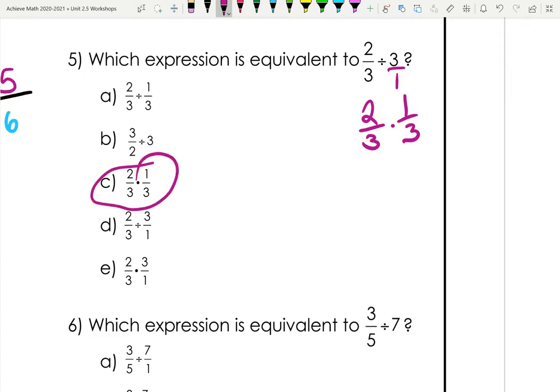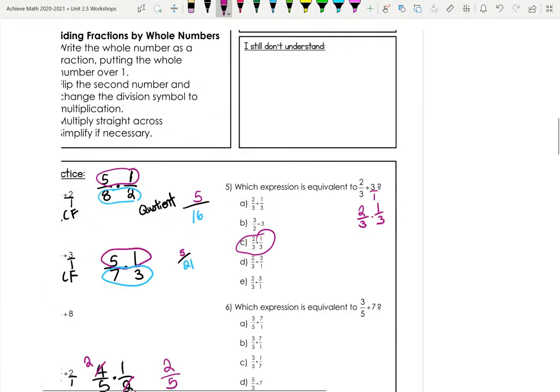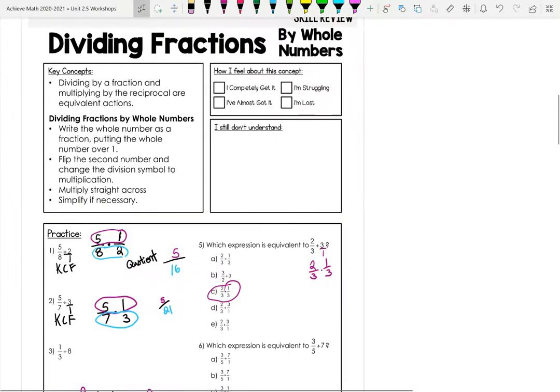Okay, when you're doing this, remember, the most important part is tell me some feedback. How do you feel about this concept? Do you completely got it? And if you don't, help me by communicating what you don't understand.